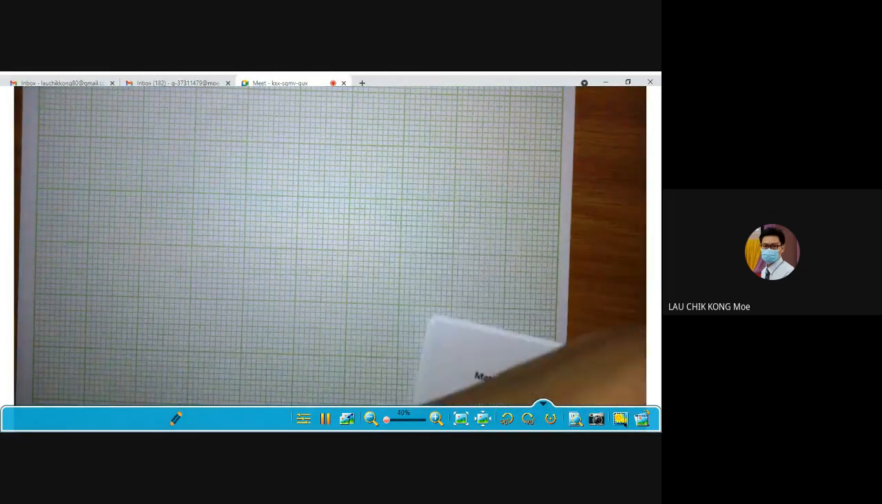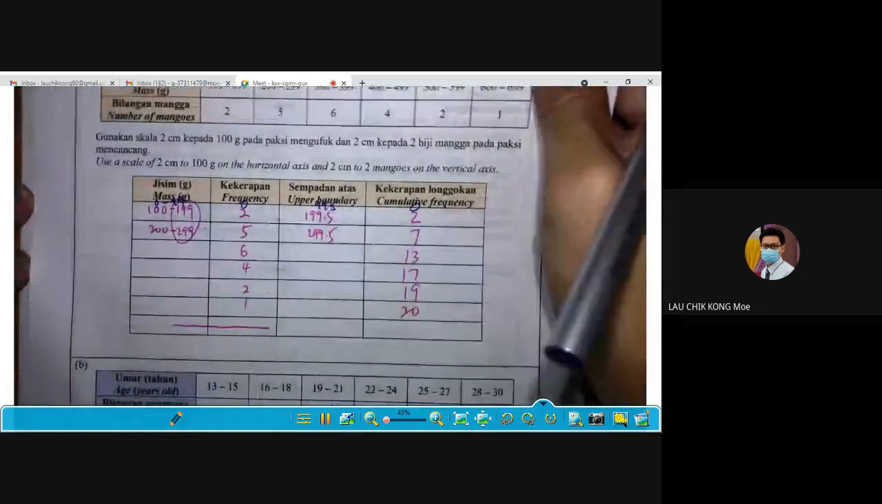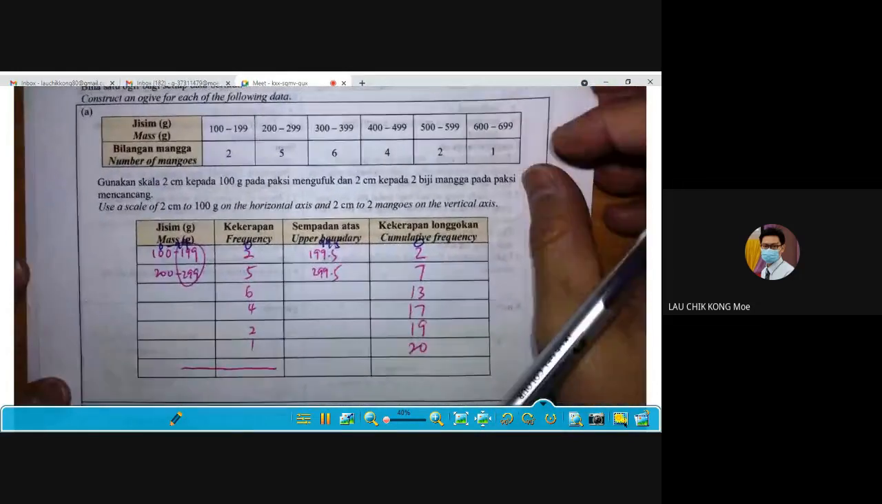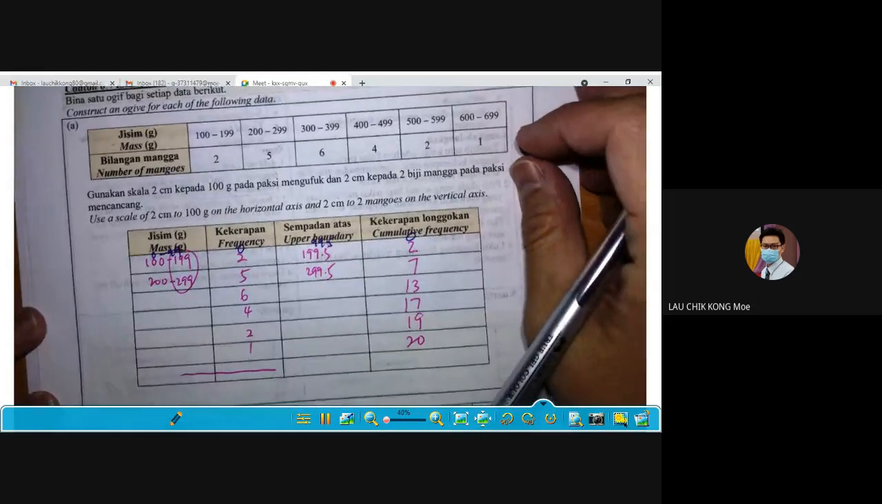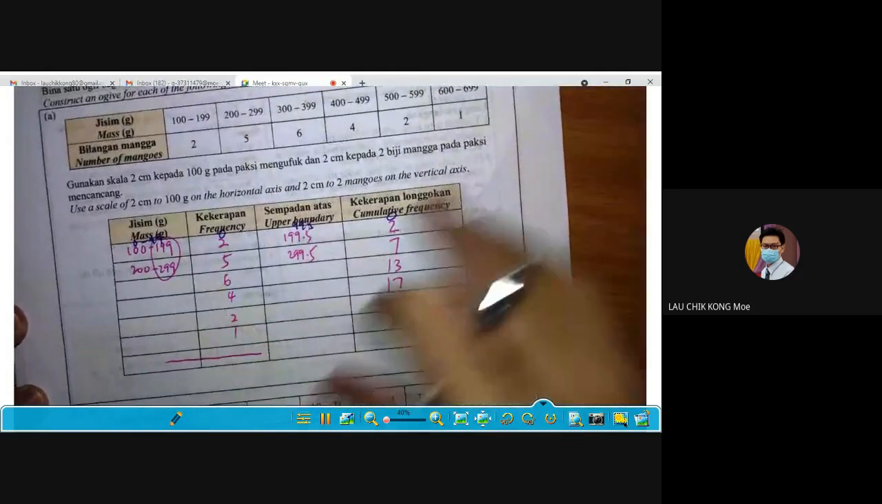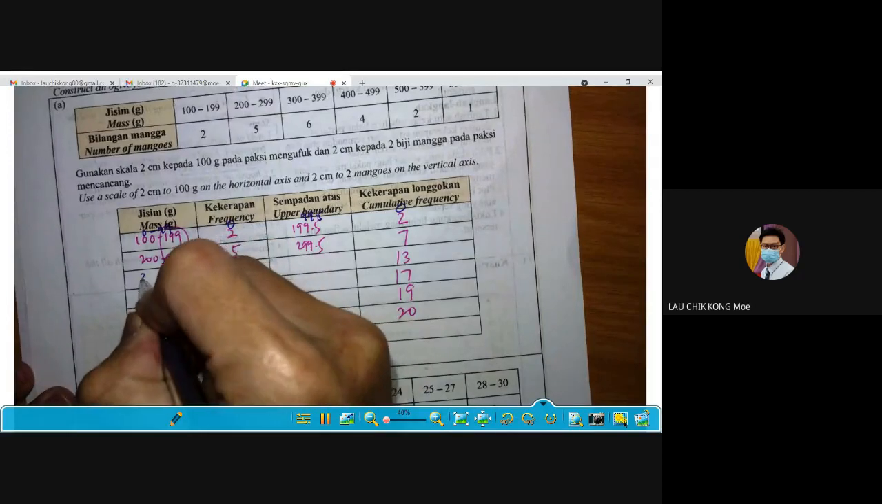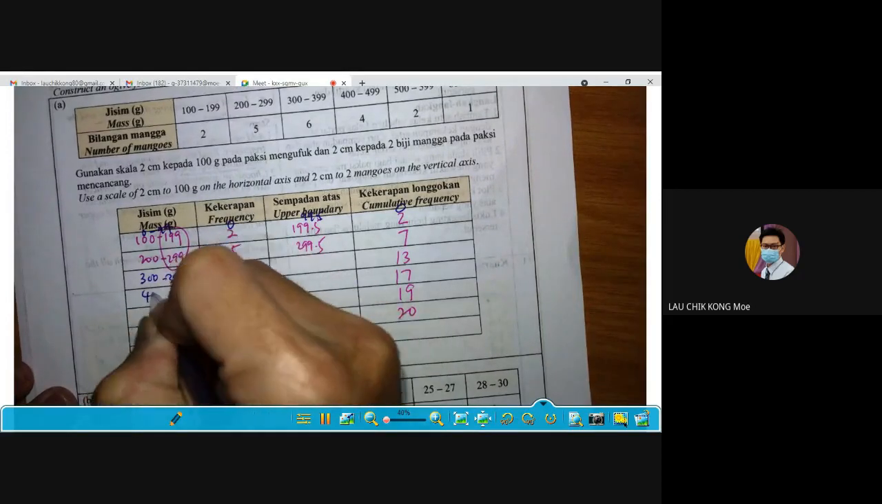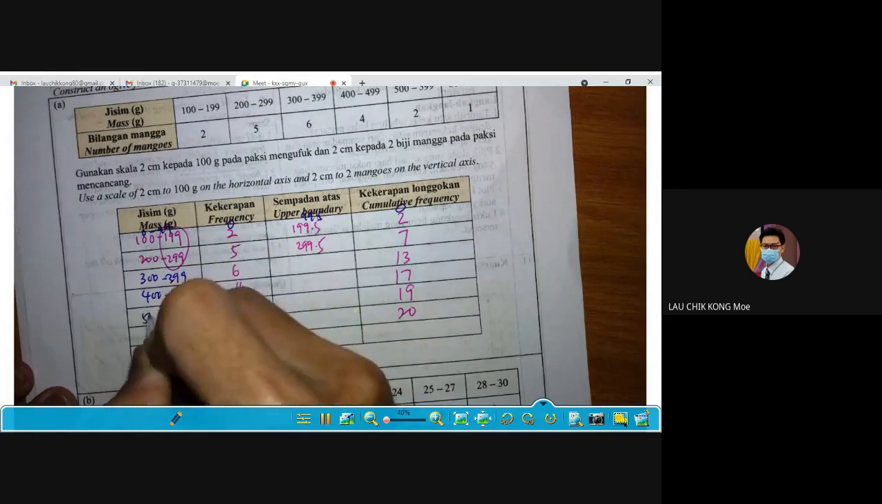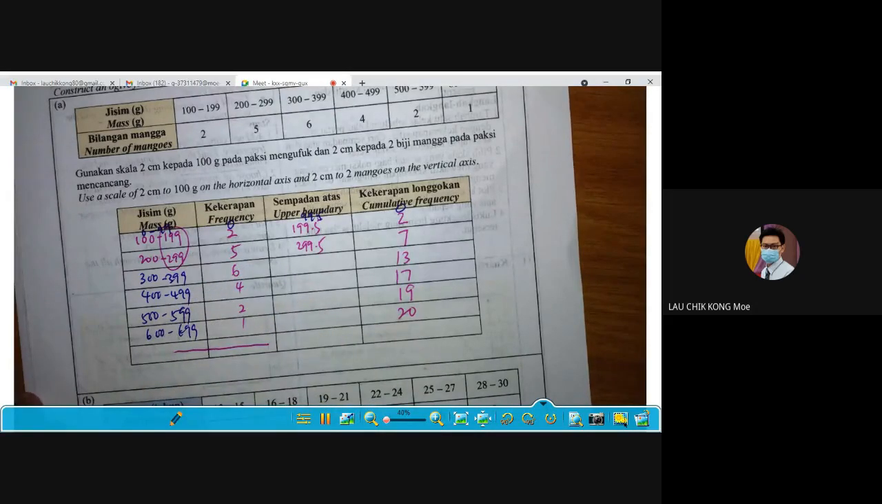Page 109. So this example 6 we have already discussed last week. So we have already filled some. We continue. After 200 is 299. 300 to 399. 400 to 499. 500 to 599. 600 to 699.